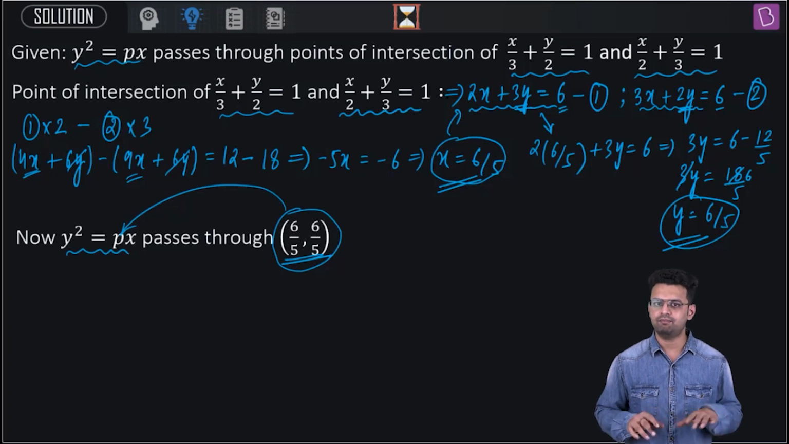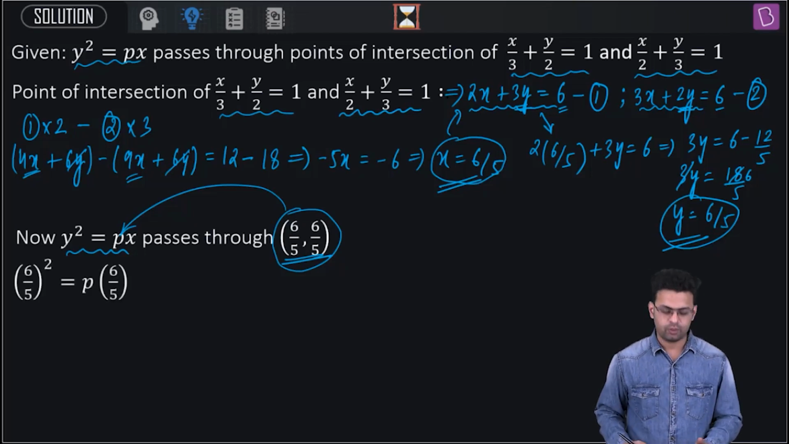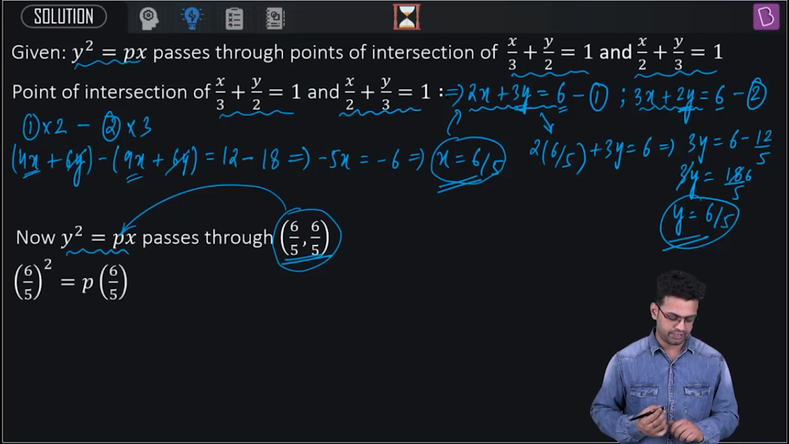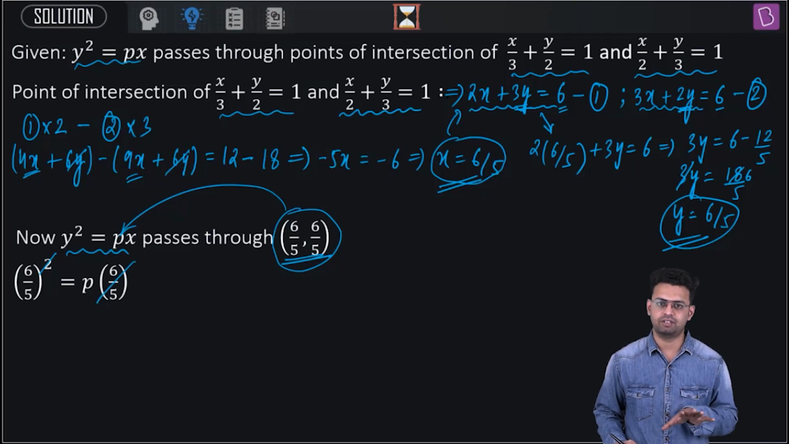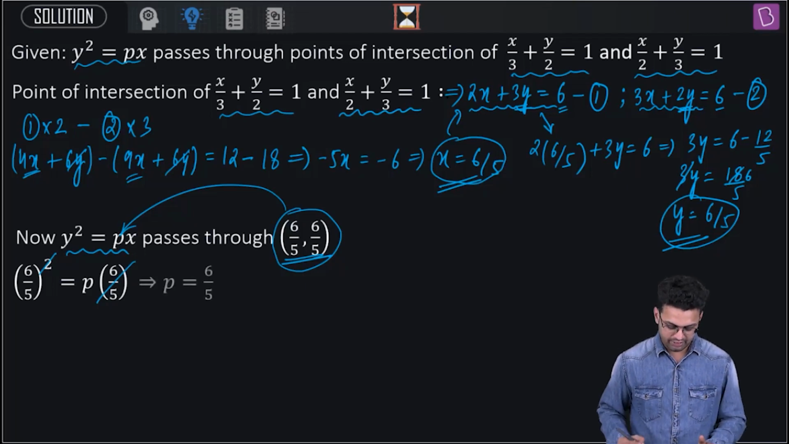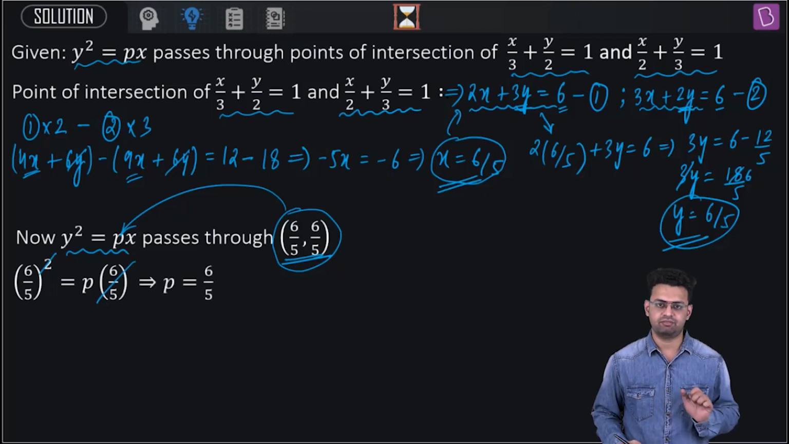So I can put the value of x and the value of y as 6 by 5 in this equation. In place of y I am putting 6 by 5, in place of x I am putting 6 by 5. P is going to remain as it is. What I'll get: (6 by 5) square is equal to p times 6 by 5. One of the 6 by 5 on the left will get cancelled out with the 6 by 5 on the right. What I'll get is the value of p as 6 by 5.